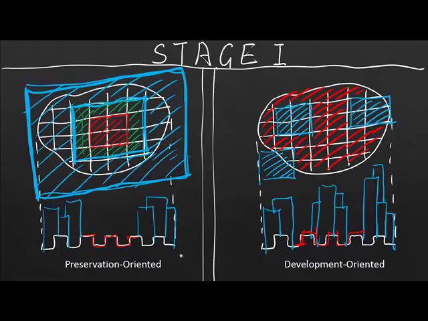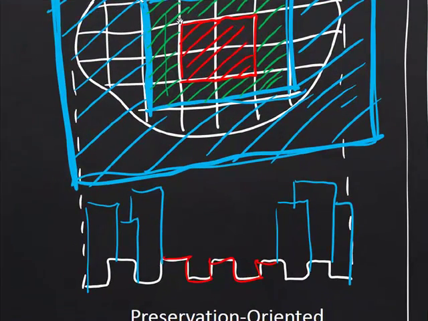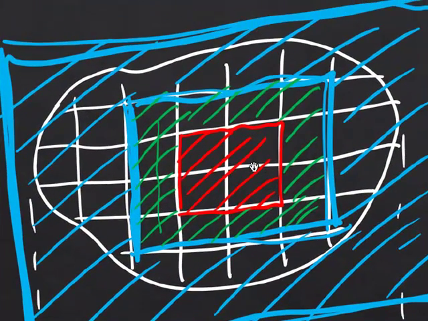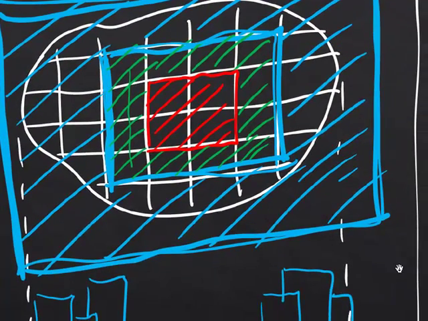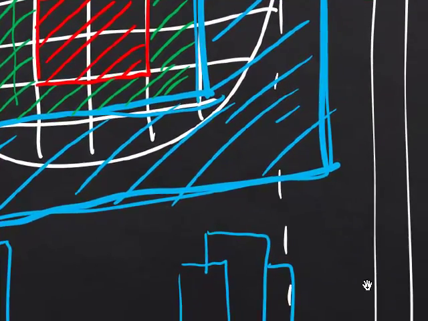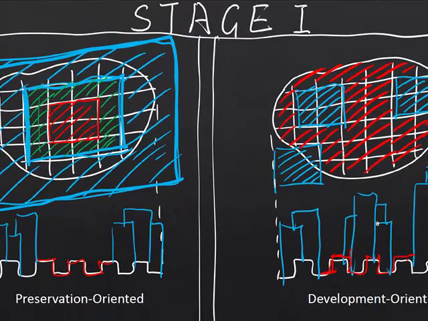Then, there are two approaches. First is the preservation-oriented, which is developing the urban area, excluding the preserved area. The red area is the historic area, and the blue one is the developable area. The second is the development-oriented, which is developing the urban area within the preserved area.